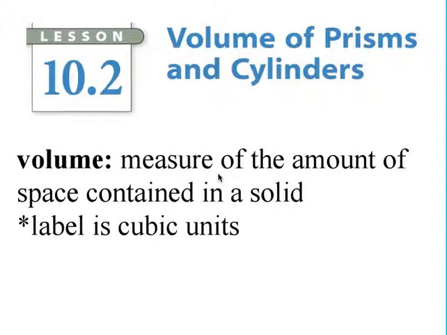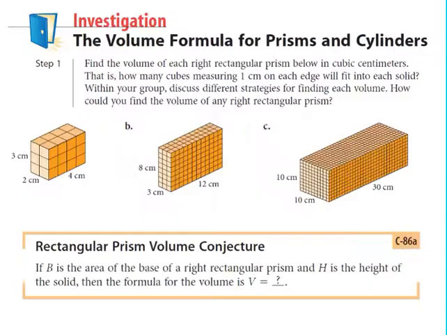Prisms and cylinders. Let's refresh our memories on what volume is. Volume is defined as a measure of the amount of space contained in a solid. So it's how much something will hold. The label is always cubic units, whether it be cubic inches, cubic feet, or cubic yards. It's always cubic units. Where we get the cubic is because volume deals with 3 dimensions, so cubic always means 3.